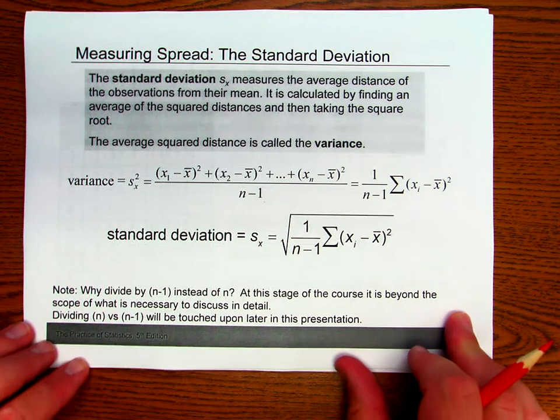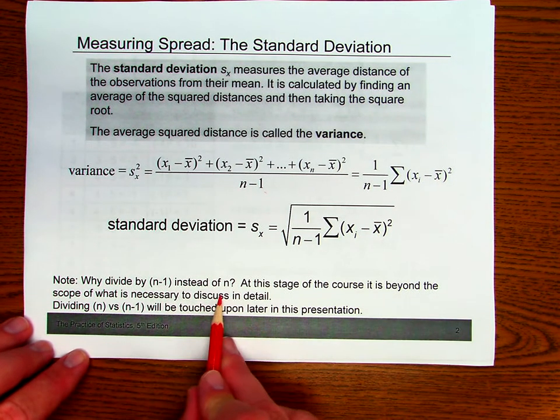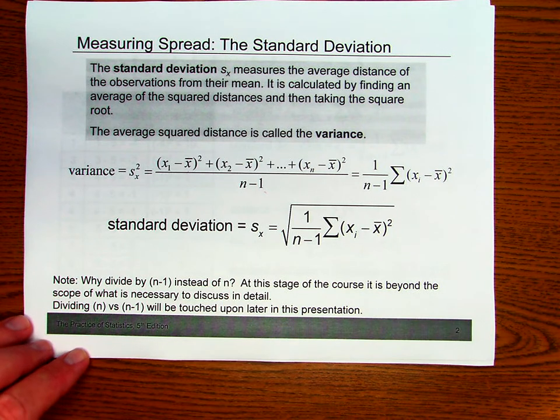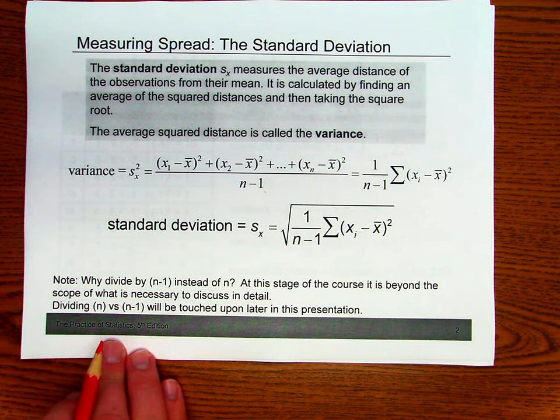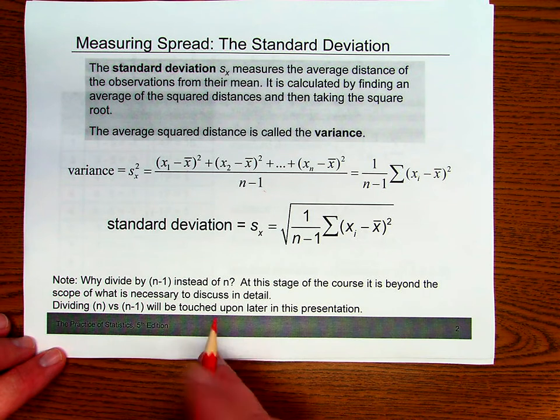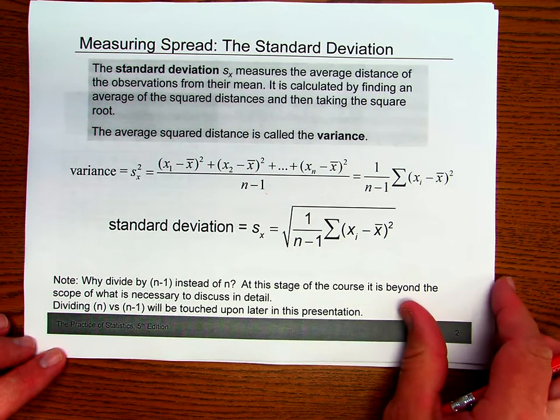Now, a question that usually gets asked at this stage is, why are we dividing by n minus 1 instead of n? At this stage of the course, it's beyond what is necessary to discuss in detail. It's not something you're really going to have to worry about in terms of why it works. We're going to file that under, it is what it is. There are times we divide by n versus n minus 1, and we're going to touch upon that a little bit later in the presentation.